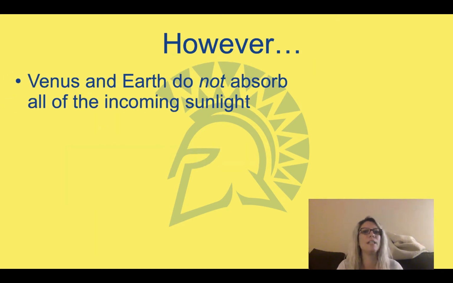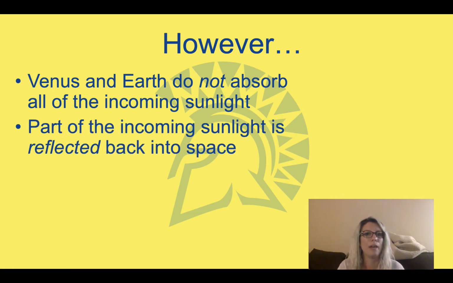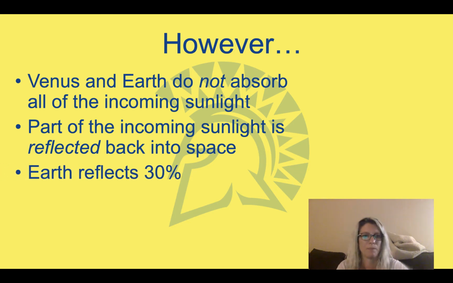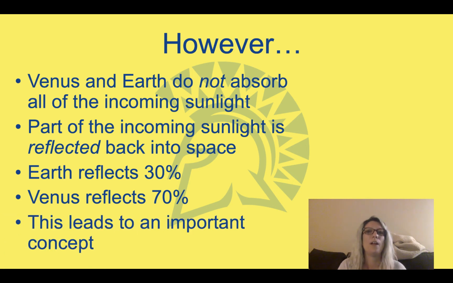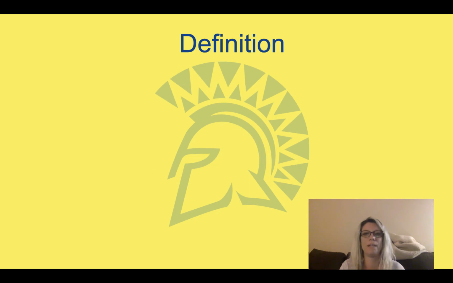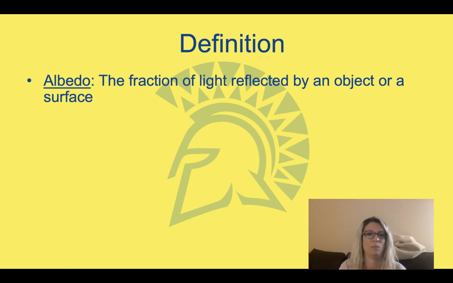However, Venus and Earth do not absorb all of the incoming sunlight. Part of the incoming sunlight is reflected back into space. The Earth reflects 30%, and Venus reflects 70%. Now, this leads us to an important concept, albedo. Albedo is the fraction of light reflected by an object or a surface.